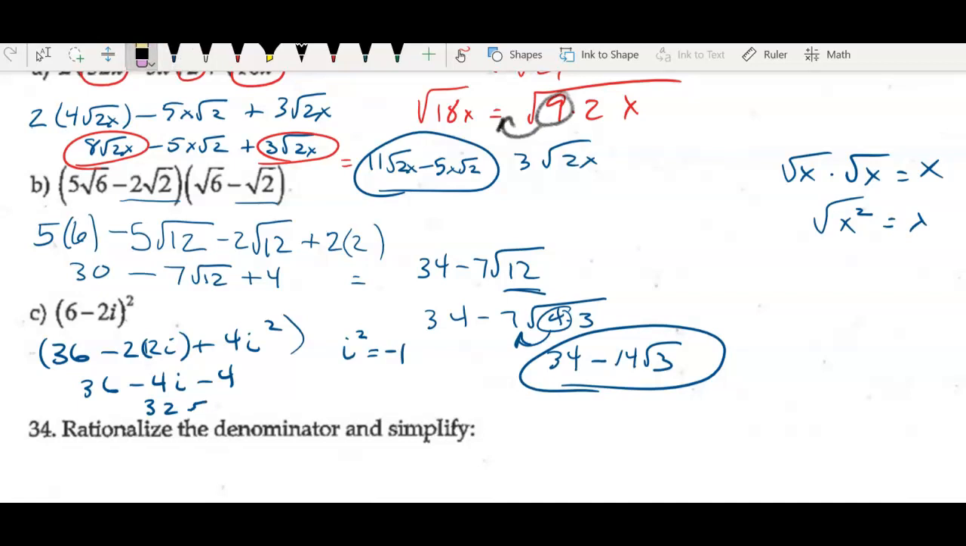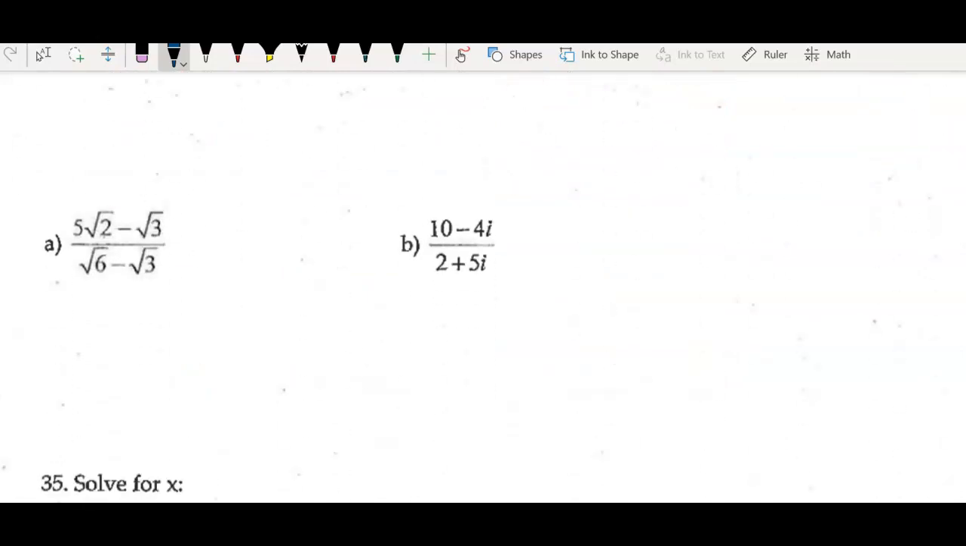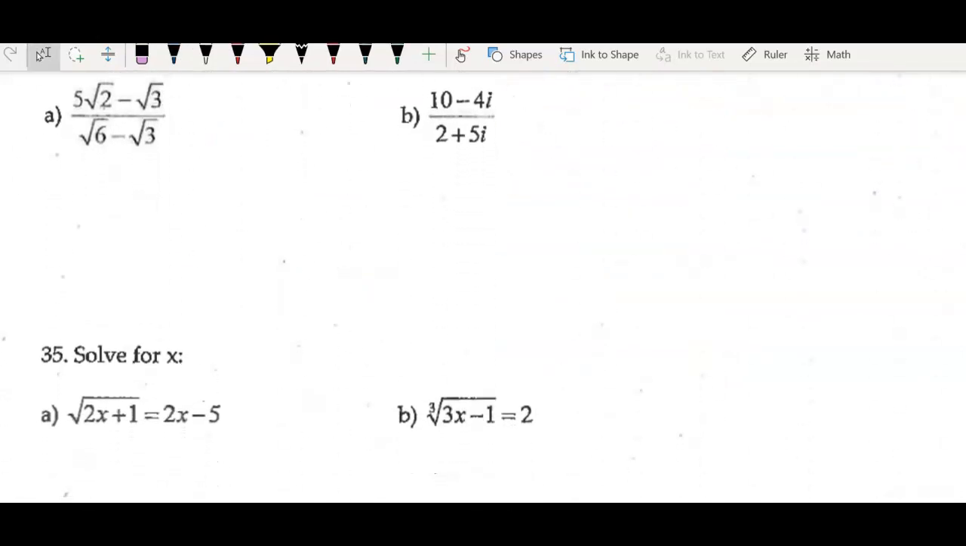Sorry about that. I forgot that was a 12, not a 2. So I forgot the 24. 32 minus 24i. See, that was 12 inside, not another 2. 32 minus 24i. All right, rationalize the denominator.